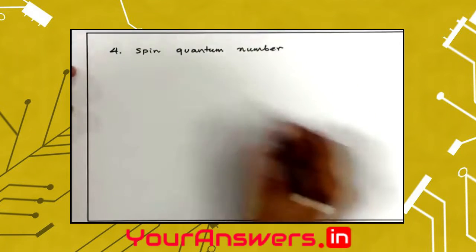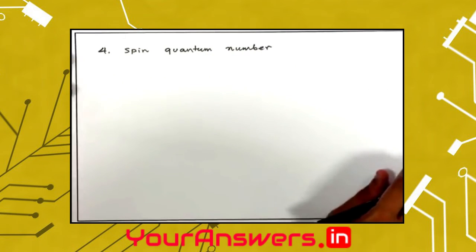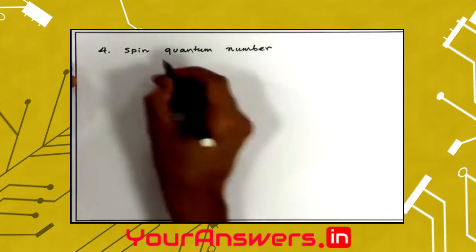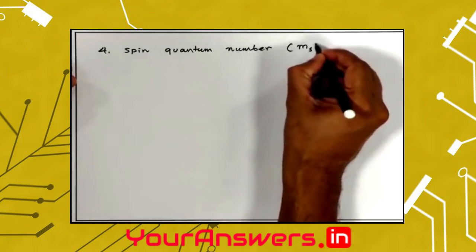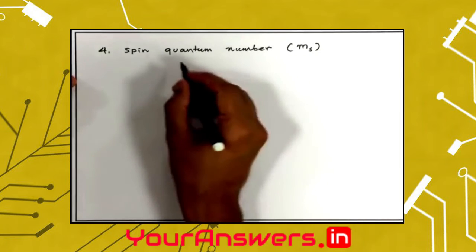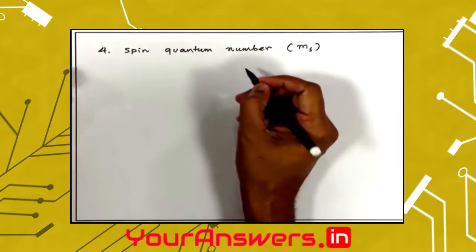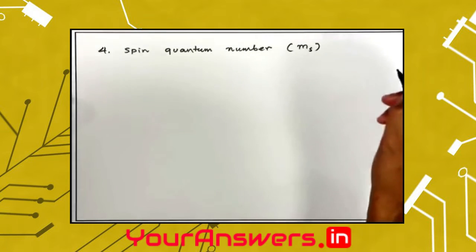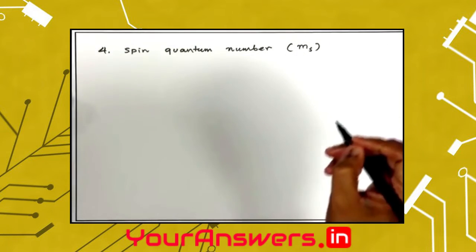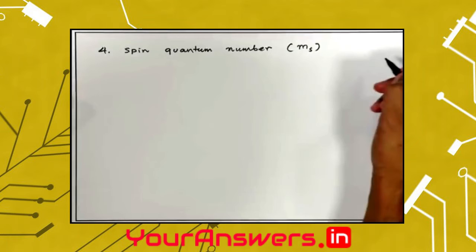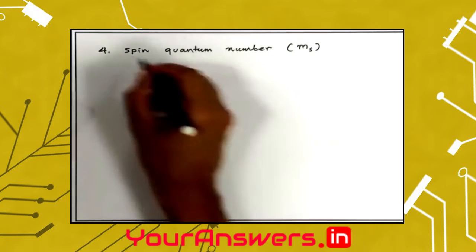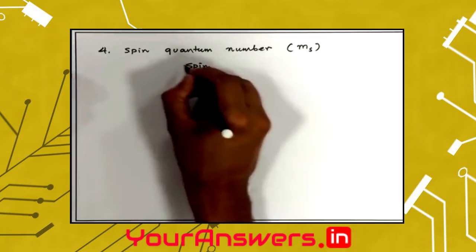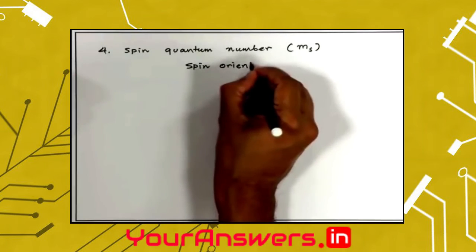As I said, it turned out that each electron has a spin associated with it, and this spin quantum number is denoted by ms. And if principal quantum number n said about the size of the orbital, azimuthal quantum numbers talked about the shape of the orbital, magnetic quantum number talked about the orientation of the orbital, the spin quantum number talks about the spin orientation of the electron.